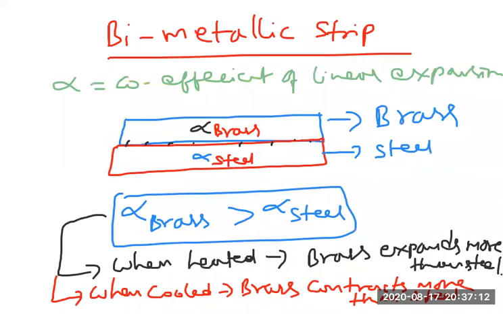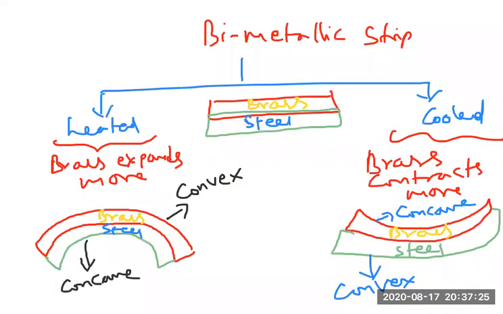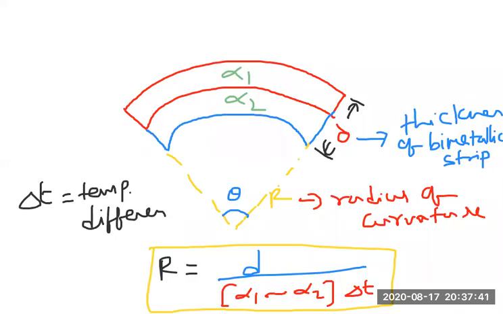After that we discussed the bimetallic strip, with alpha the coefficient of linear expansion, which is more and which is less. The metal having more alpha expands more when heated and contracts more when cooled compared to the other. From this information we got these two shapes and decided concave and convex, and finally the formula for the radius of curvature. This is some basic information related to the bimetallic strip.